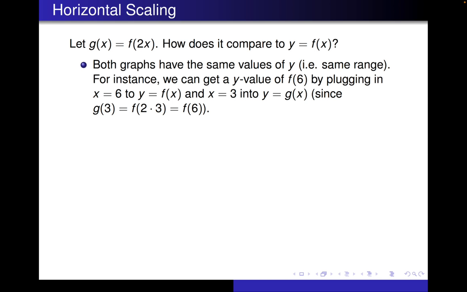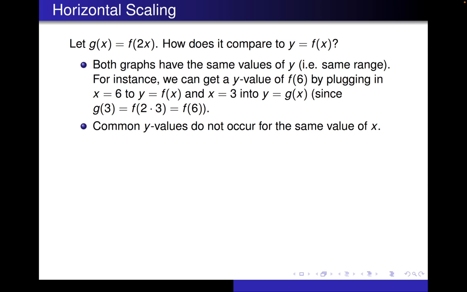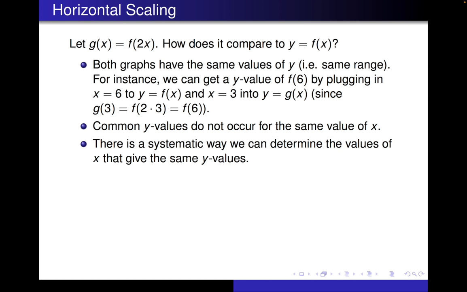So even though we had a different x value, we get the same y value. But as you might have noticed, even though we get the same y values from both functions, they do not occur for the same values of x. However, as you may have noticed in that first example, there is a systematic way that we can determine the values of x that do give the same y values.